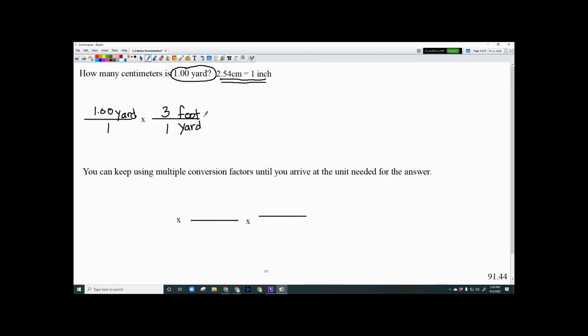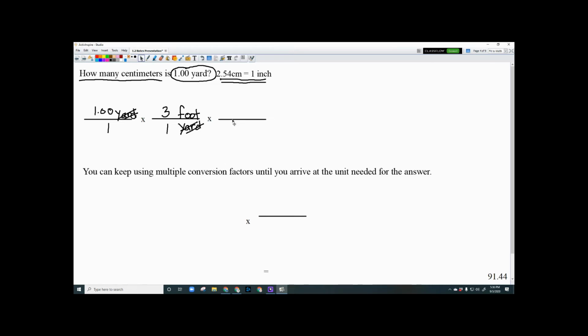Okay, so the next question is, what can I cancel? Well, look, we set this up purposely so these two things can cross cancel. So I'm going to go ahead and cancel those. Now the next question is, am I finished? Do I have the unit that I need for my answer? Okay, so here it's asking how many centimeters. So the answer to that question is no. Now, if the answer is no, it tells you to go back up to step number 1. So we're going to go back up to step number 1. Step number 1 is, what unit am I trying to get rid of?